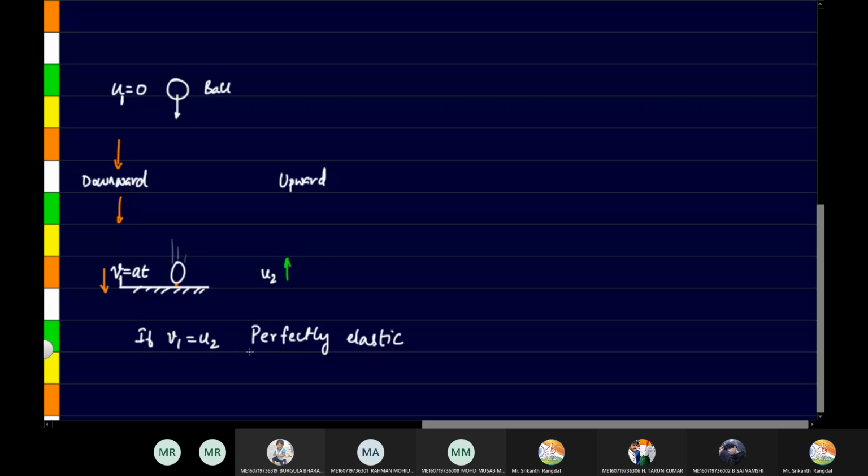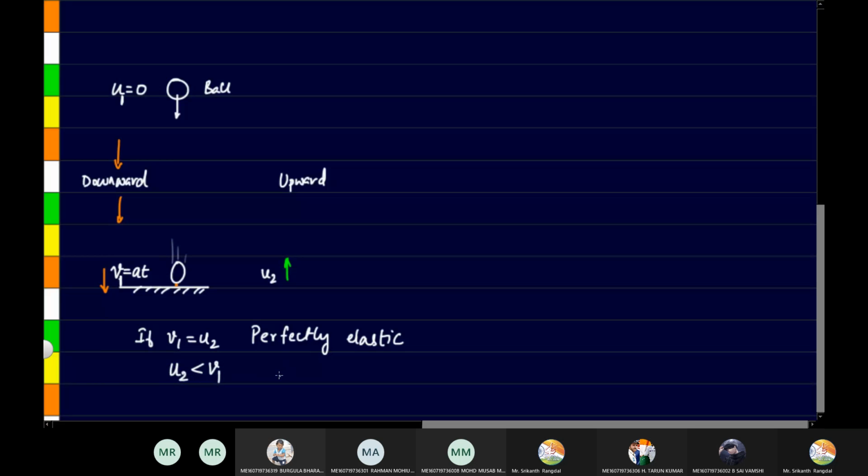If they are the same, then the collision is perfectly elastic. But in a real situation, that doesn't happen. There will be some loss of energy, because of which u2 will always be less than v1. And the coefficient of restitution gives us a relation between them.